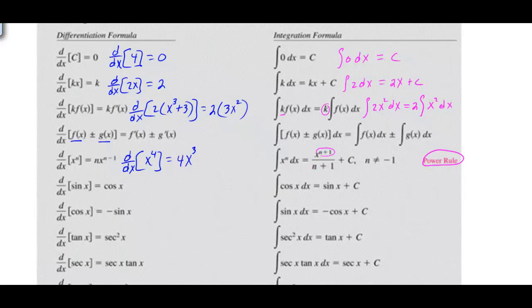And this is what you really have to understand. This is the majority of some of your basic integration here, is simply increasing the exponent by 1 and then dividing by the exponent.